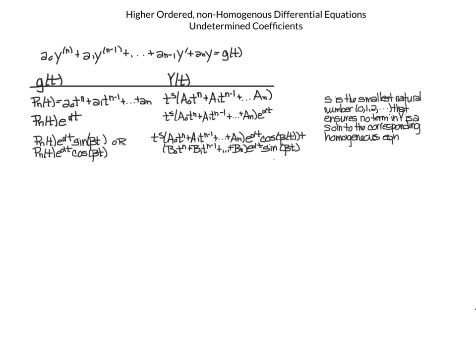Then we also had this t to the s, and this was to ensure that no term in our particular solution matches a solution to the corresponding homogeneous equation.